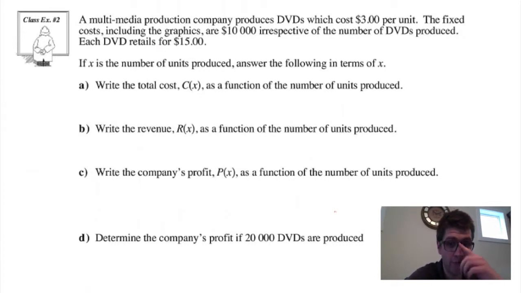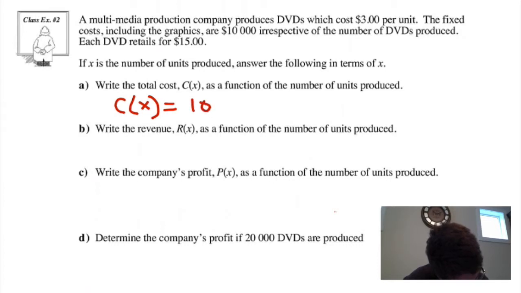So let's write a function for the total cost. We're thinking back to kind of math grade 8, 9 even to find this linear equation that represents this of the units produced. So our cost is $10 plus $3 per unit X per CD or DVD.